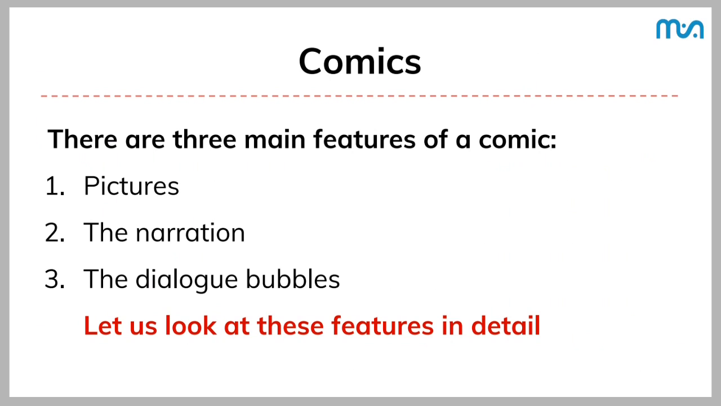Comics. There are three main features of a comic, or there are three parts. We can say parts or features. First one, pictures. And the second one, the narration. And the third one, the dialogue bubbles. So these are the three main features of comic: pictures, the narration, the dialogue bubbles. So let us look at these features in detail now. Okay.